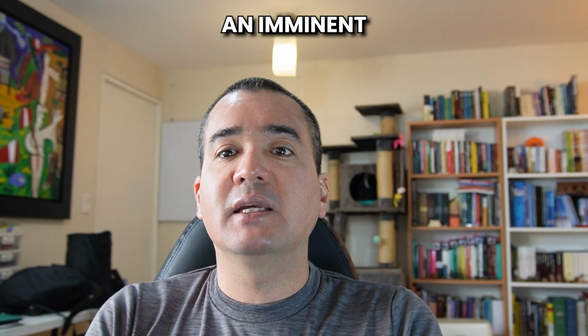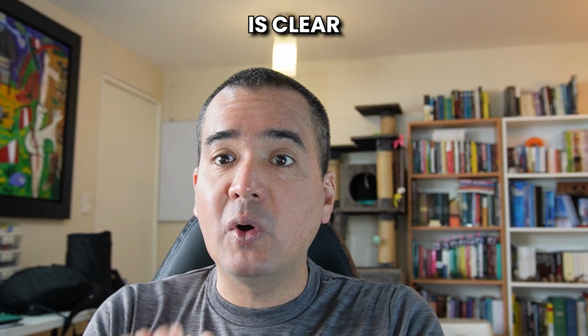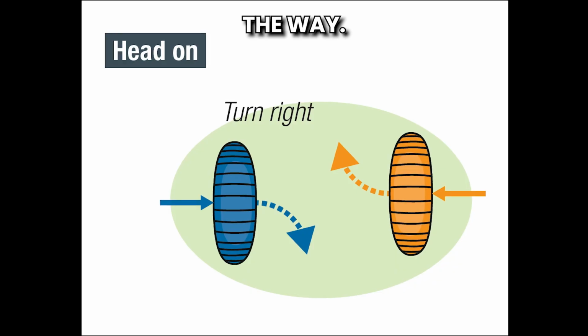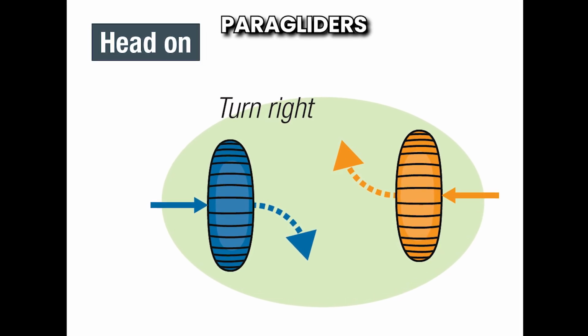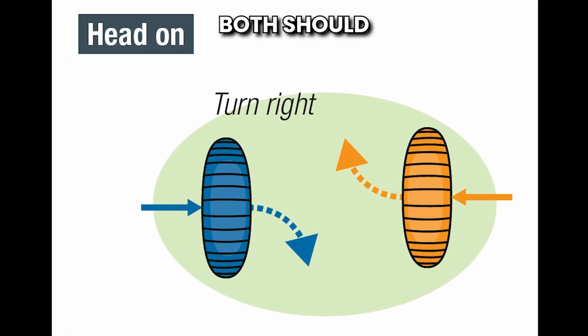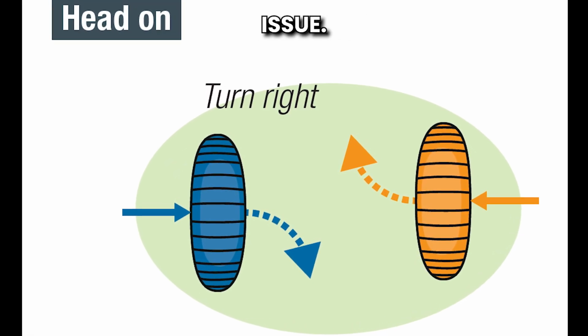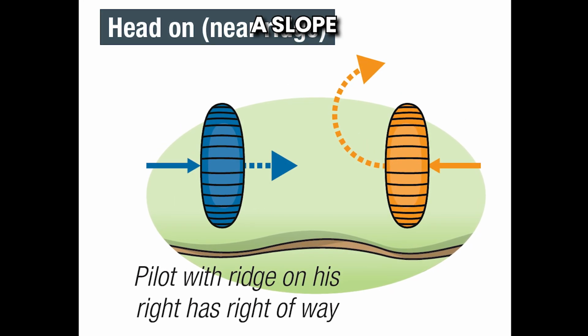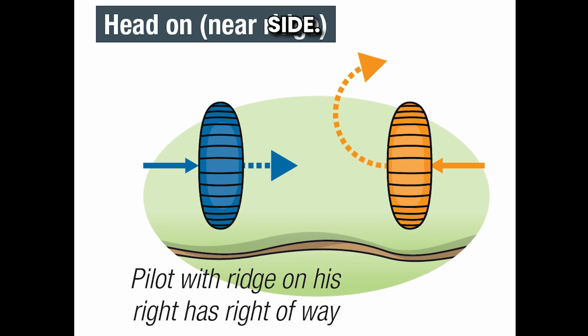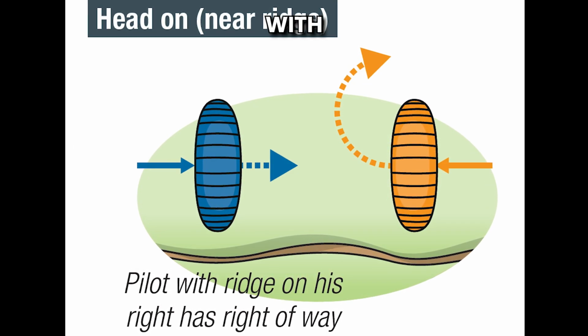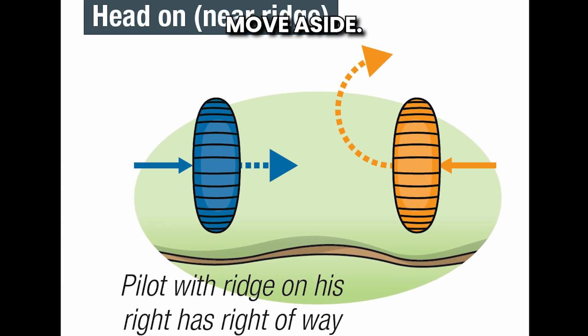If I see an imminent collision, I should check that the air is clear behind me, turn around, and move out of the way. As mentioned earlier, if two paragliders are on a collision course, both should turn right. If they do, there won't be any issue. The same principle applies when there's a slope or ridge on one side. The paraglider with the slope on their right has the right of way, while the one with the slope on their left must move aside.